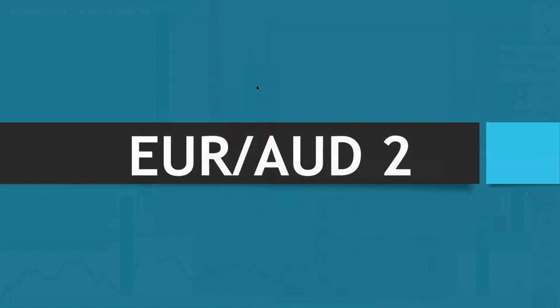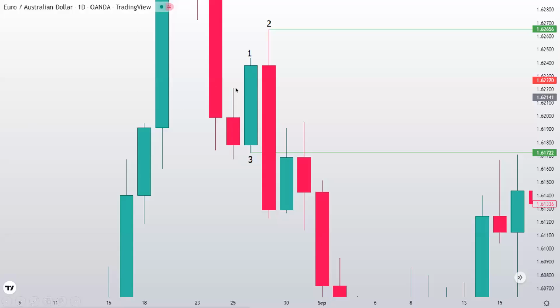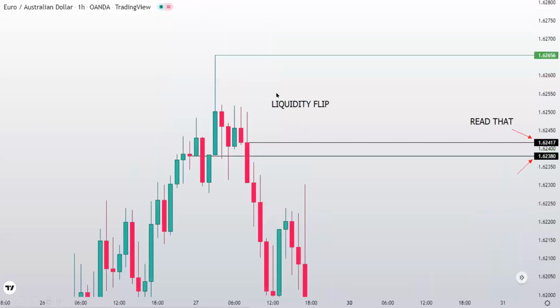Another example, Euro AUD, we had this one type 1, it was on the daily time frame. On the 1 hour time frame, we had this liquidity flip, as you can see. If you spot liquidity engineering and you spot liquidity flip at the same time, you have to use liquidity flip, because the best bearish setups are the failed bullish setups.